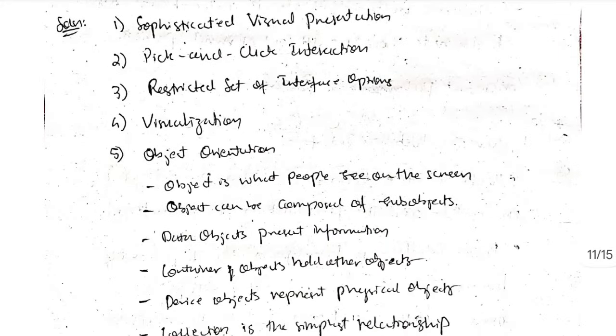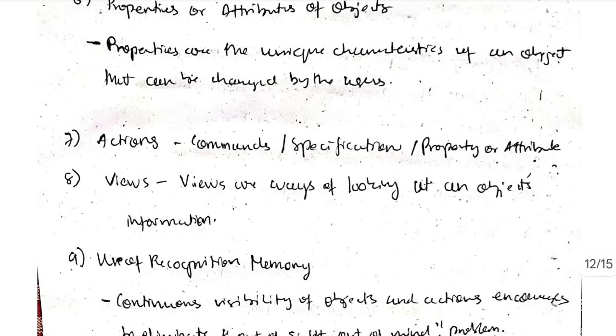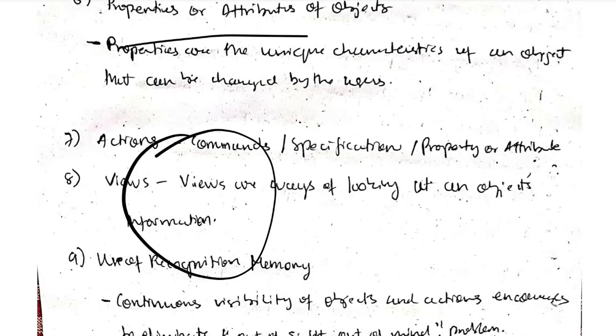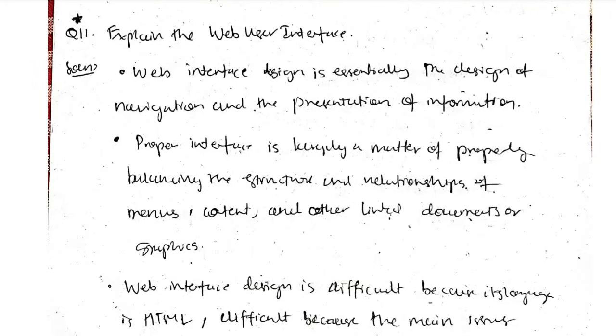Basically what you have to do is say first how beautiful it is. Pick and click, how easy it is, and what are the different ways in which you can represent the features by using the object orientation. What are the different properties and attributes and the actions and views you can perform upon, and you can perform different operations concurrently.